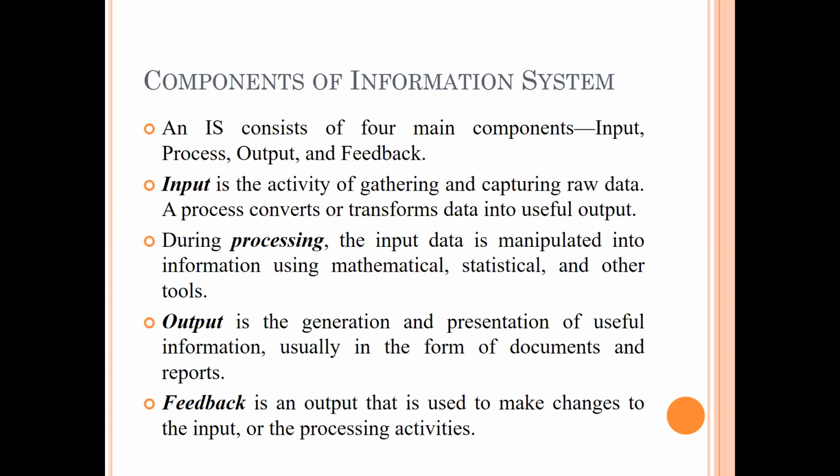We'll look at the various components of an information system. So an information system consists of four main components. There's input, there's process, there's output, and there's feedback. Now, input is the activity of gathering and capturing raw data.